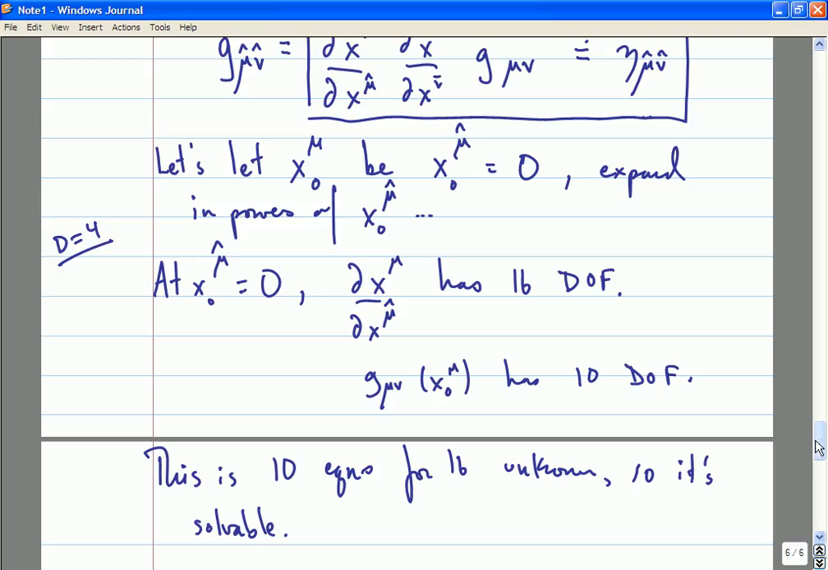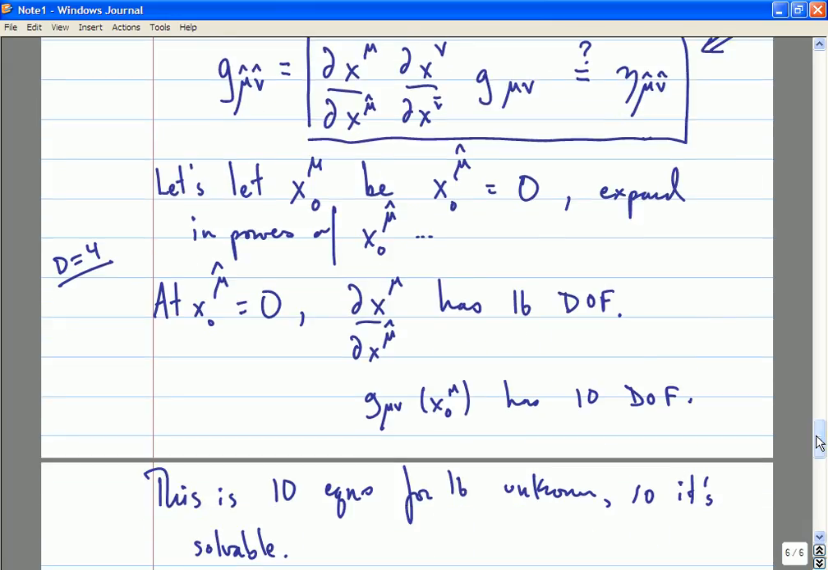So that precisely is why the Einstein equivalence principle is true for manifolds. Namely, there exists a coordinate system where the metric is equal to the flat Minkowski metric. Because we're solving 10 equations, namely the equations for the metric components, in terms of 16 unknowns, which are the components of the Jacobian matrix.